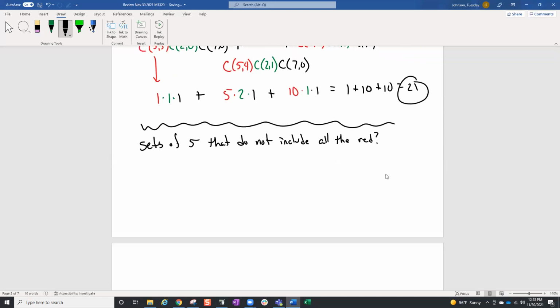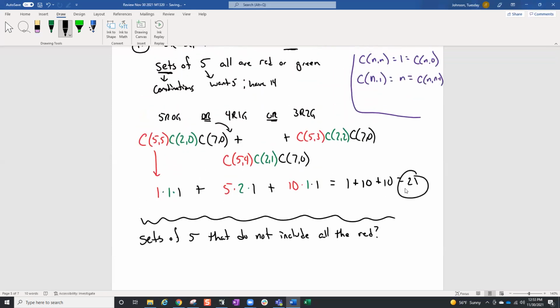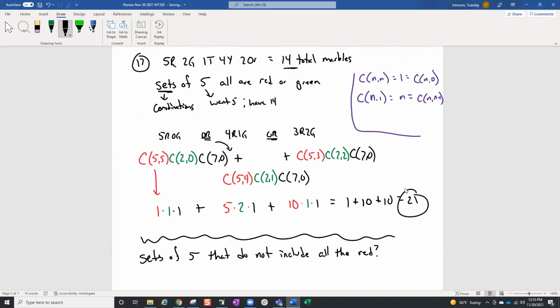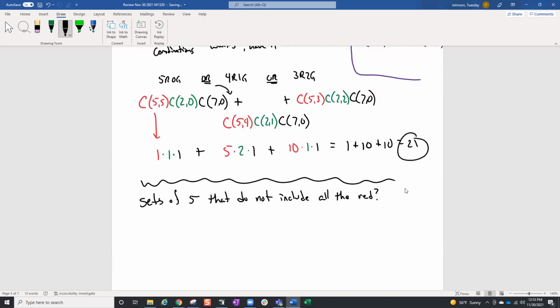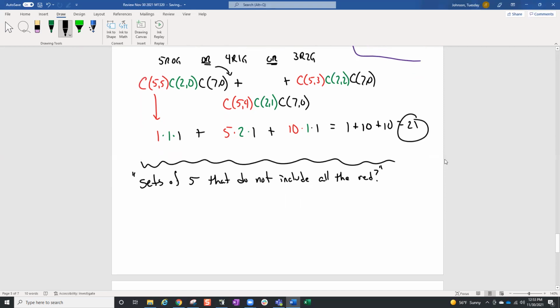Okay. There's a couple of ways we could go about this. I'm going to use my same numbers just to show you how we could do it. This is the exact opposite of sets that have all the red. Nope, I don't want to give it to you that way. That's going to be way too much explaining. We're going to do it like this.